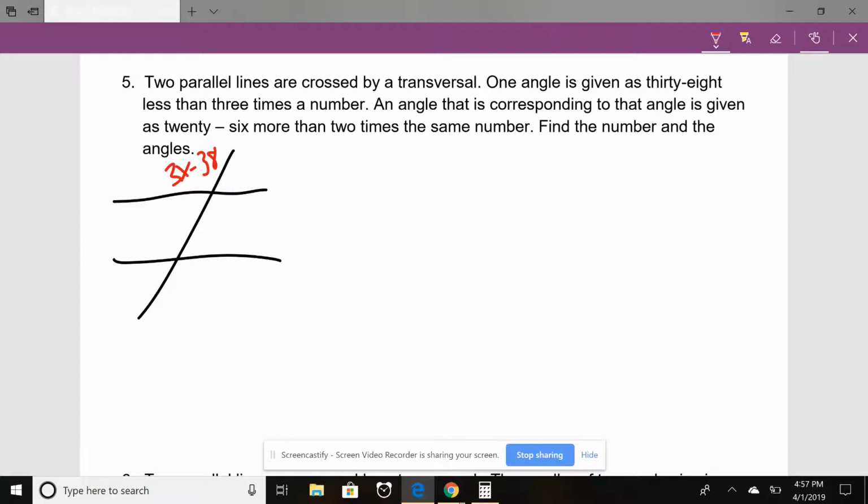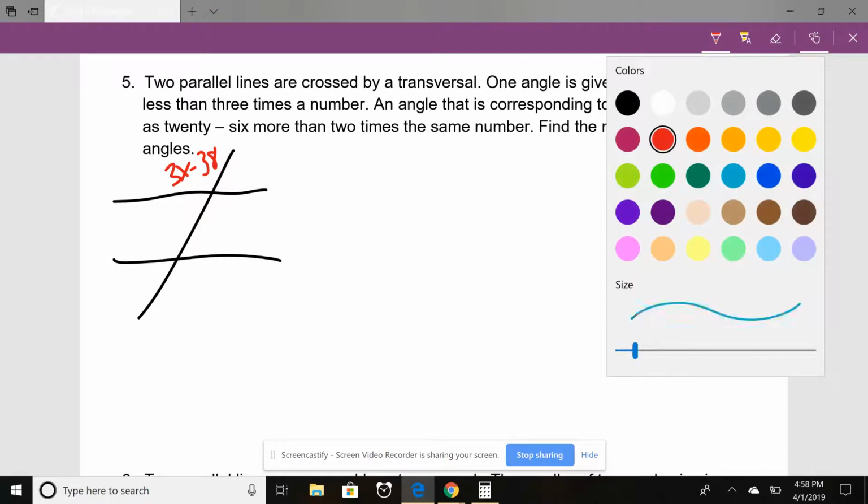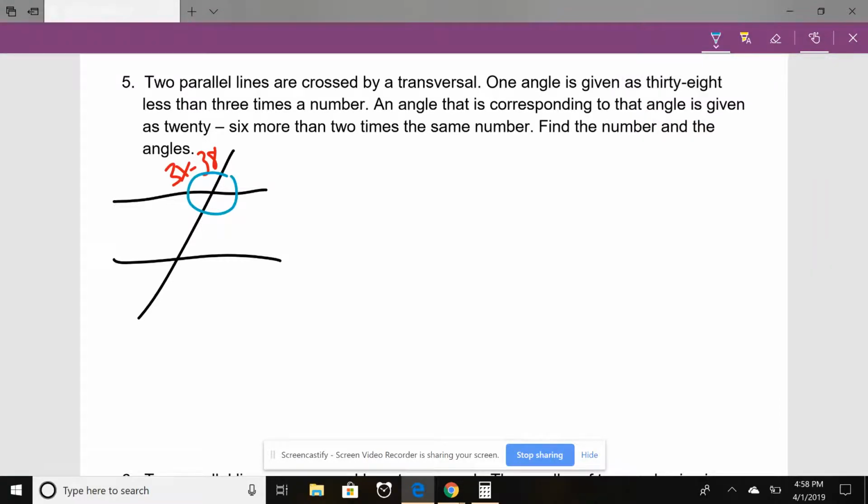So corresponding, remember if I draw my circles around each of the intersecting points of the transversal, okay, this angle is in the top left. That means the angle corresponding to that is this angle right here. 26 more than 2 times the same number is 2x plus 26.